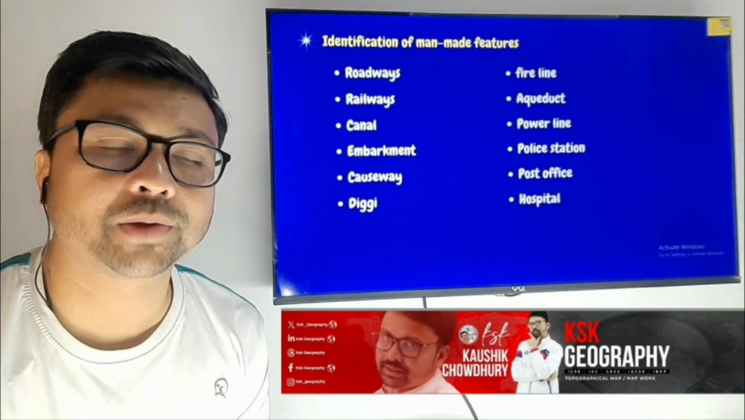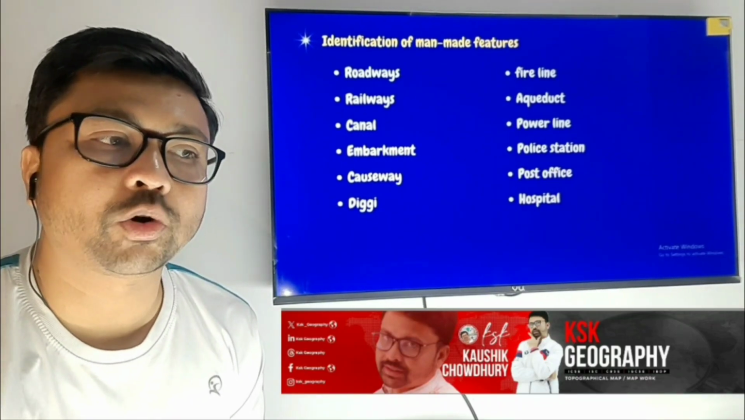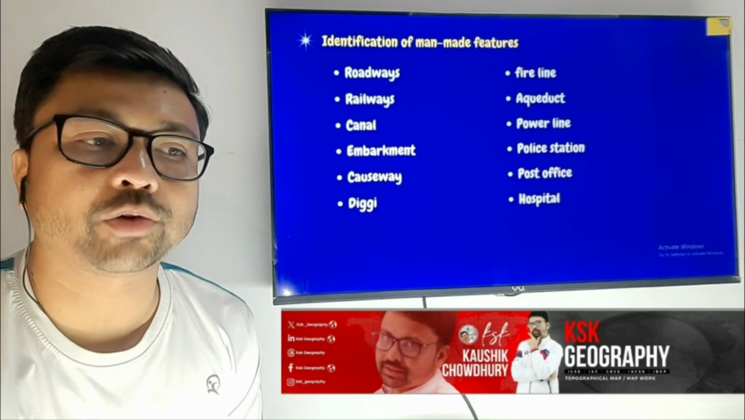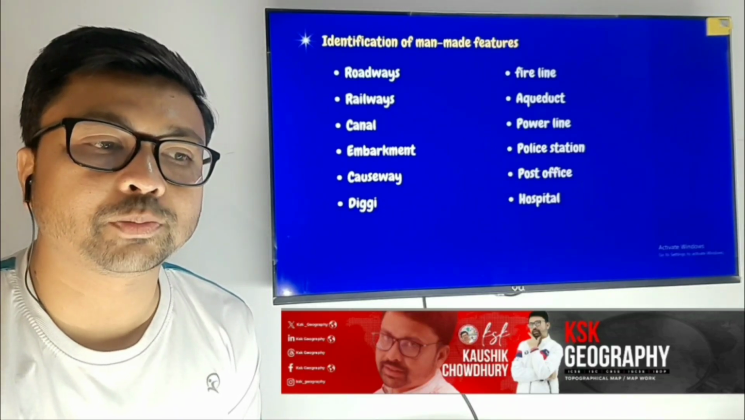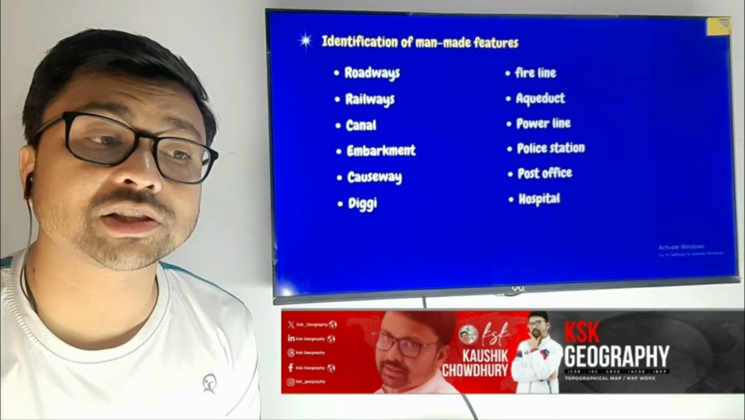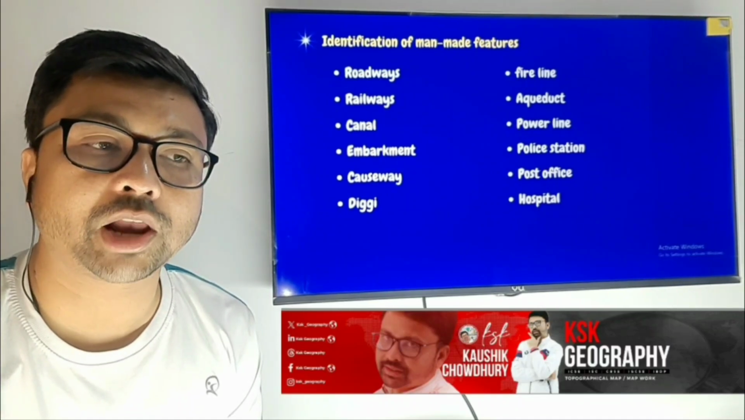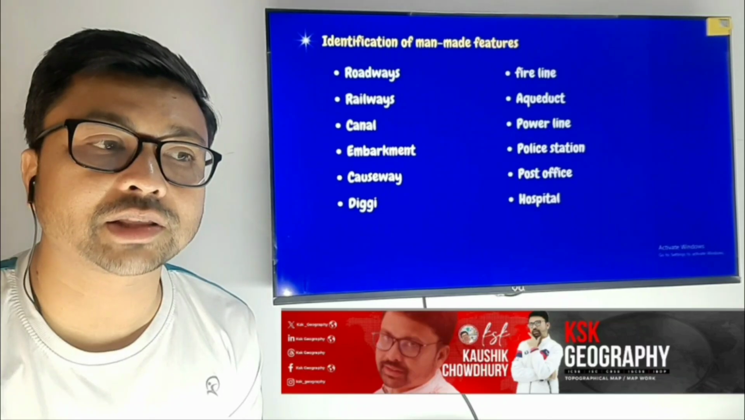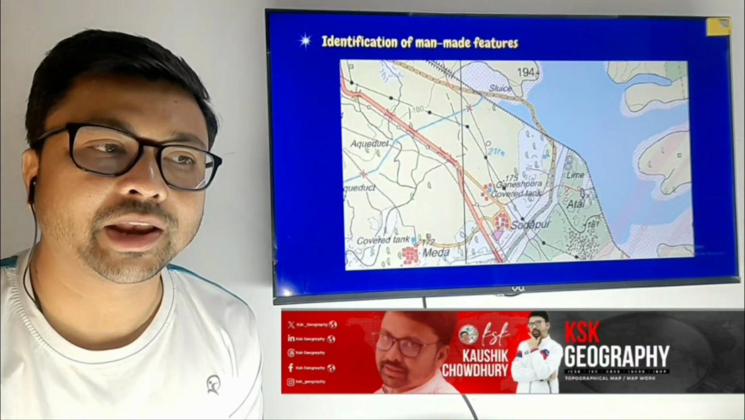Next one, the man-made features. What are the man-made features? Like the roadways, railways, canals, embankment, causeway, diggy, fire line, aqueduct, power line, police station, post office, hospital. Those symbols are all given along with your topographical map in the conventional symbols part. So those are the man-made features, right?